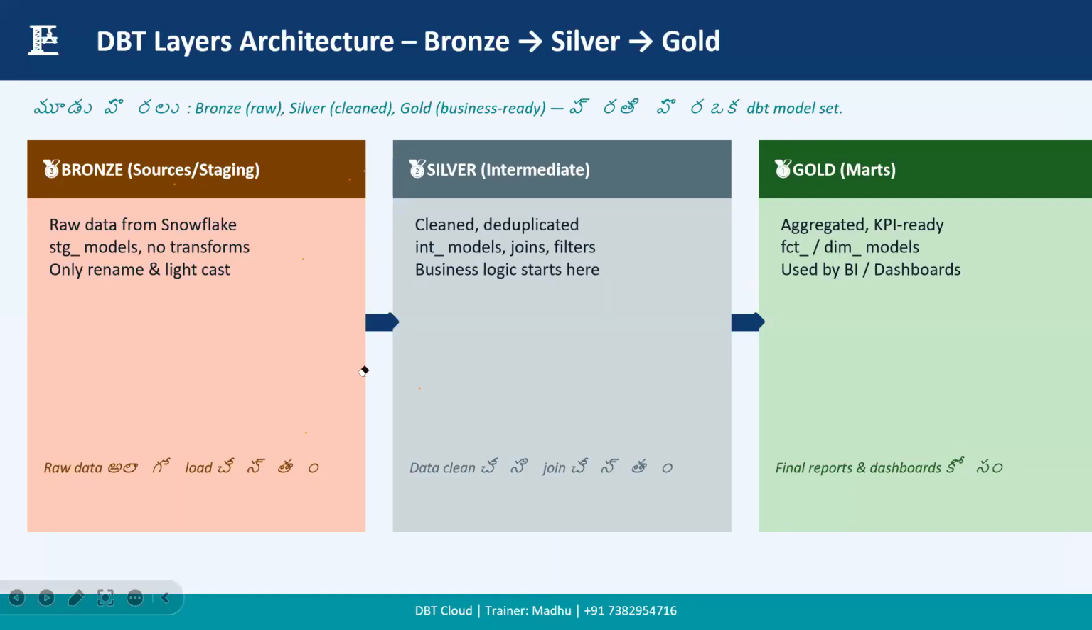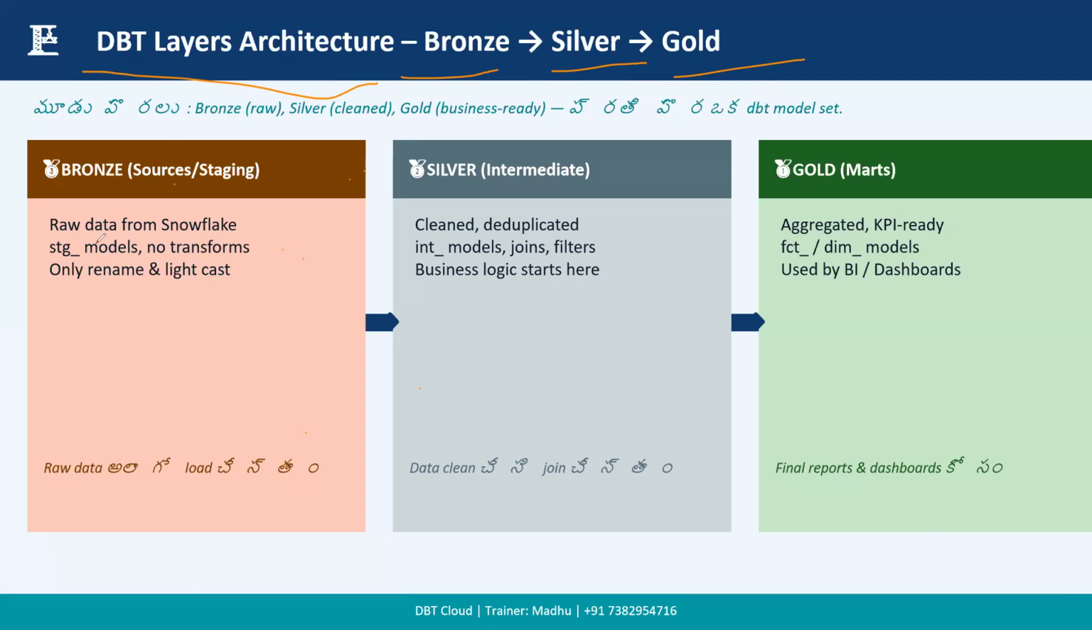Okay, so here we have this very important concept. This is the DBT layers architecture: bronze, silver, and gold. This is the most important concept, the three-layer architecture.